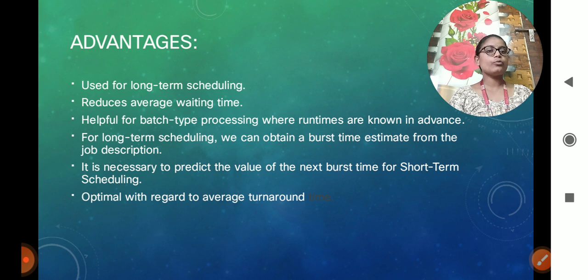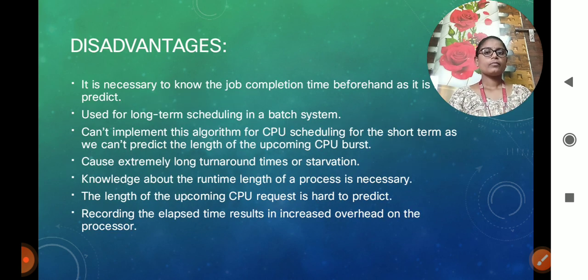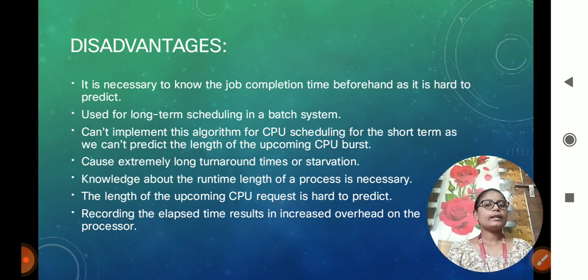And there are some disadvantages too. Let's see the disadvantages of this algorithm. It is necessary to know the job completion time beforehand, as it is hard to predict. Job completion time needs to be known before. It is used for long-term scheduling in batch processing, but we cannot implement the algorithm for short-term CPU scheduling, as we cannot predict the length of the upcoming CPU burst. It causes extremely long turnaround times or starvation.